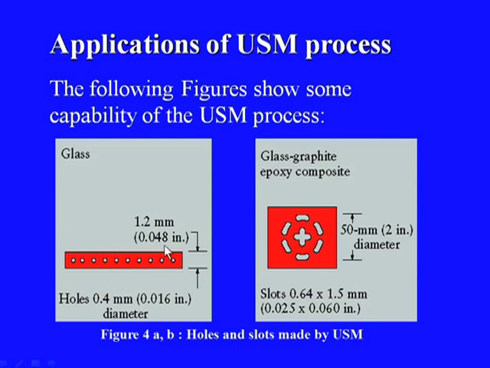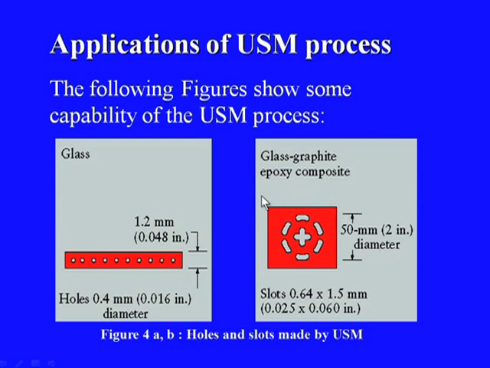The following figures show some of the capability of this process. Here is a strip which is only 1.2 millimeter thick, and within this thickness holes of 0.4 millimeter diameter are being drilled using this USM process. This talks about the capability of this process, that such small holes can be drilled effectively on such a small strip of material.